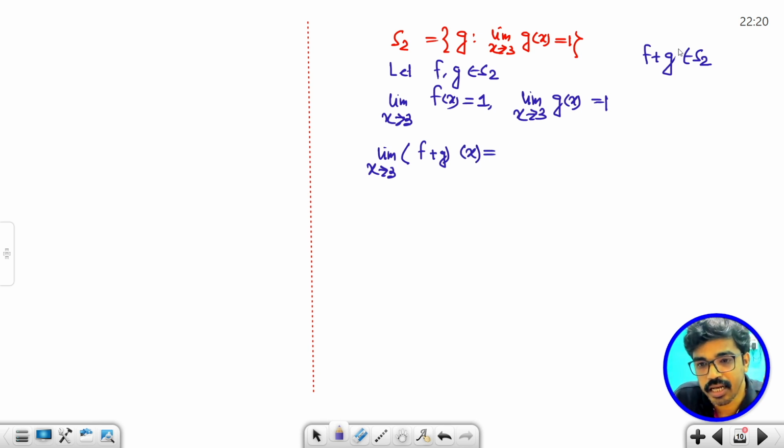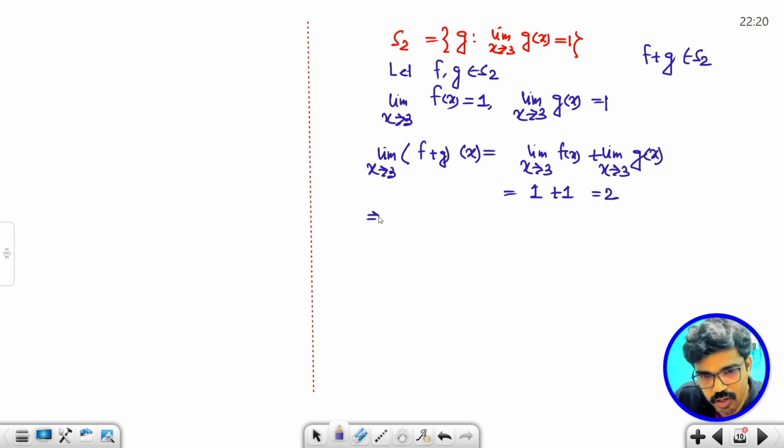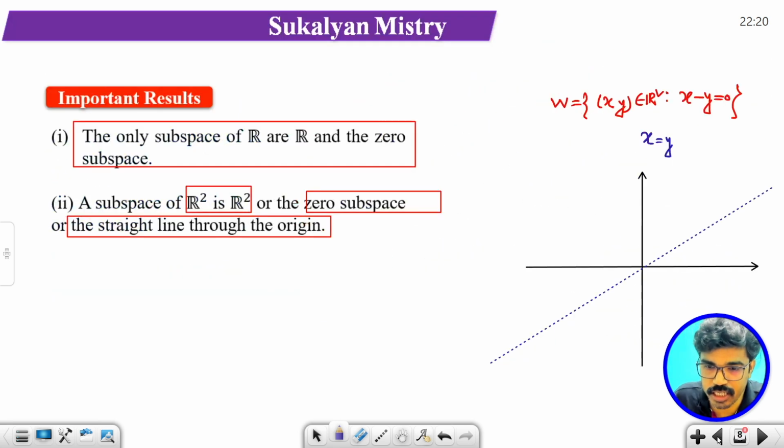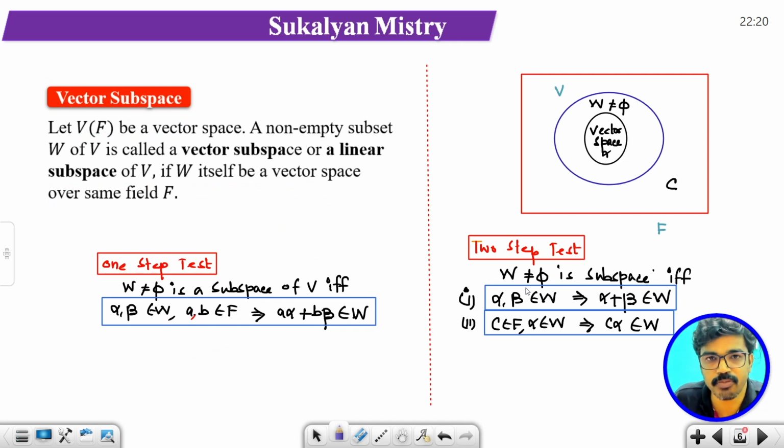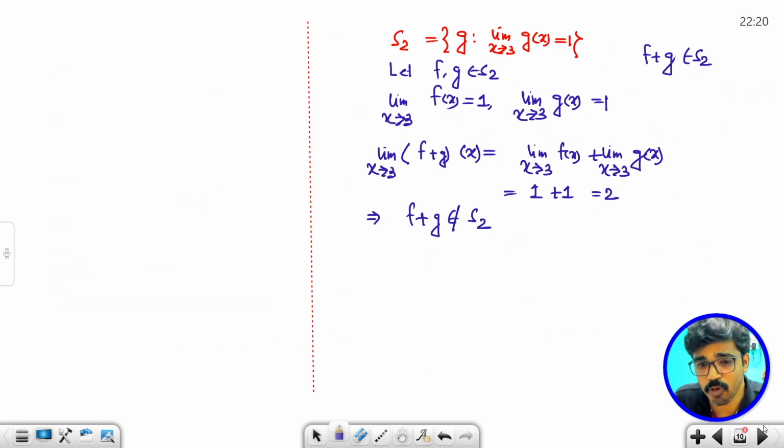Then we say that f plus g belongs to S2. This is equal to the limit as x tends to 3 of f(x) plus the limit as x tends to 3 of g(x), so this is 1 plus 1, that is 2. So we conclude that f plus g does not belong to S2, so the first condition is not satisfied, right? This condition is not satisfied, so there is no need to check the second condition.